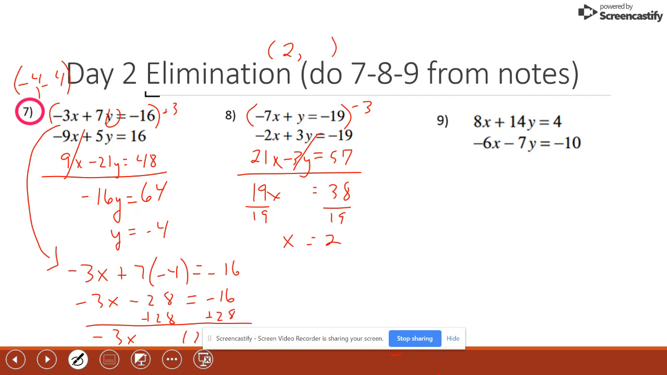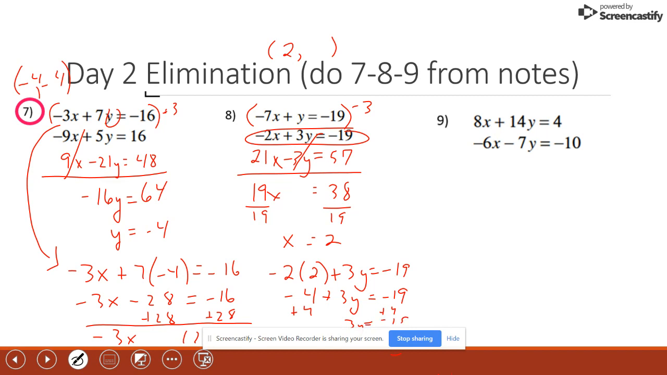So I need to plug in my answer for x equals 2. I'm going to use the second equation. -2 times 2 plus 3 times y equals -19. Add 4. Divide by 3. So that's -5.